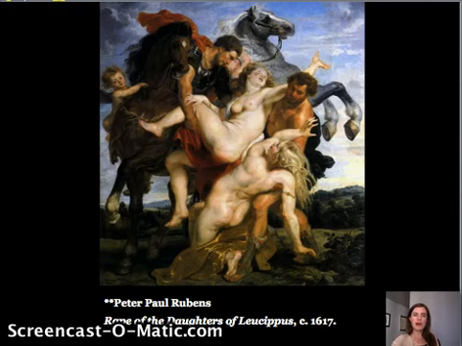Another example of a violent scene is a representation of the rape or the abduction of the daughters of Leucippus. And this relates back to a mythological story of two twin brothers who abducted these two women. And what we see here is these two very decisive men, tanned, muscular, grabbing these two women as if they need saving, as if they look confused and they're flailing here.